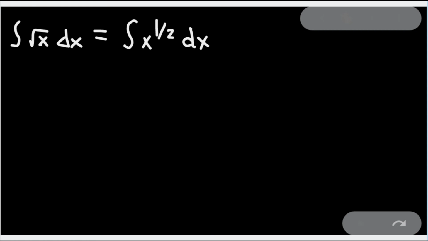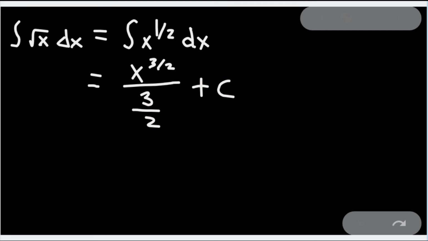Therefore, our n here is 1/2. So 1/2 plus 1 is equal to 3/2. So what we have is x raised to 3/2 over 3/2 plus c. And remember, we can simplify it further since it is in the form of a complex fraction. So what we need to do is to get the reciprocal of 3/2 and multiply it to x raised to 3/2.